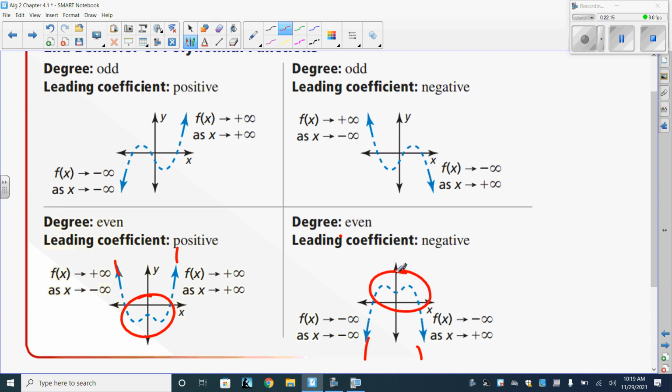And really to determine this, we need two things. We need the degree and leading coefficient. Because if we know what the degree and leading coefficient is, we will know how the function will behave eventually. And this can be helpful.